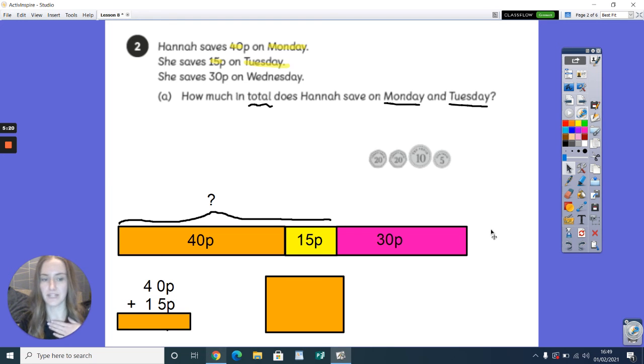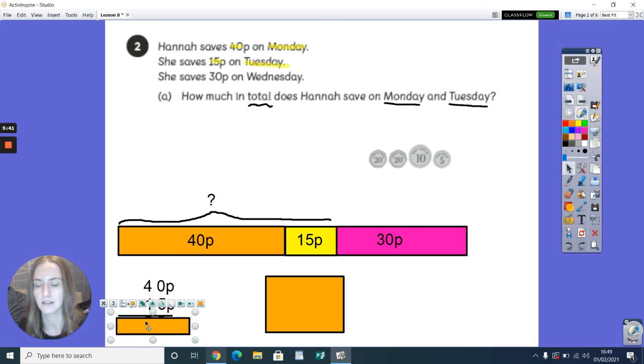40p add 15p. Okay, now we might want to pause the video and spend some time working this out. You need to draw tens and ones. That's absolutely fine. Remembering we add our ones first, and then we add our tens. I'll give you a second before I reveal the answer.